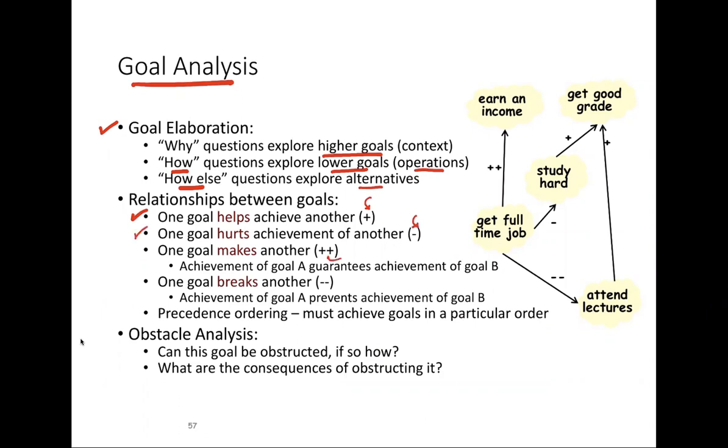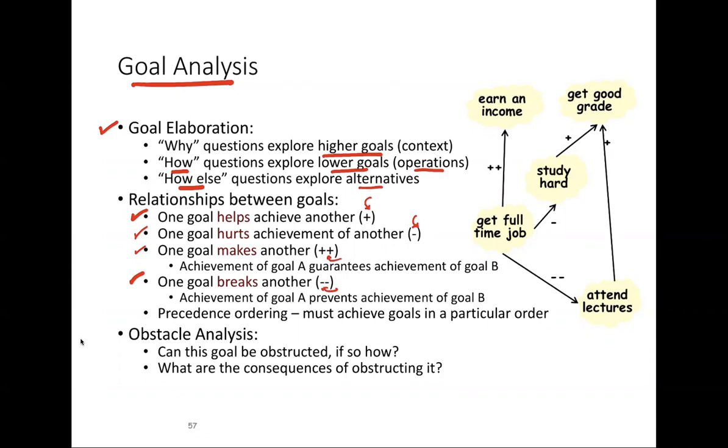If we see double pluses, that means one goal makes another goal. That means the achievement of goal A guarantees the achievement of goal B. If we see double minuses, that means one goal breaks another goal. In other words, the achievement of one goal would prevent the achievement of other goal. And also, we have to know that there is a preceding order. So that means we must achieve the goals in a given particular order.